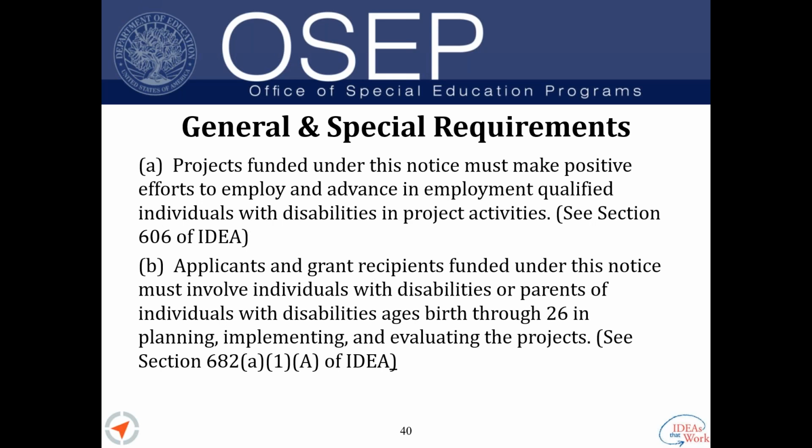The general and special requirements for this particular priority are: projects funded under this notice must make positive efforts to employ and advance in employment qualified individuals with disabilities in project activities, and you can see this under Section 606 of IDEA. And applicants and grant recipients funded under this notice must involve individuals with disabilities or parents of individuals with disabilities, ages birth through 26, in planning, implementing, and evaluating the project. And you can see this under Section 682(a)(1)(A) of IDEA.